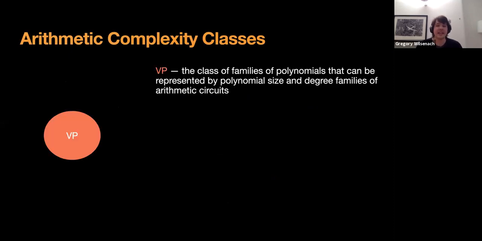In arithmetic complexity, a similar thing arises as in Boolean complexity. One begins to define complexity classes, or more specifically, Valiant begins to define complexity classes. The class analogous to P is the complexity class VP, and it consists of families of polynomials that can be represented by polynomial size and degree families of arithmetic circuits. So you can't allow any blow up in the degree of the polynomial.